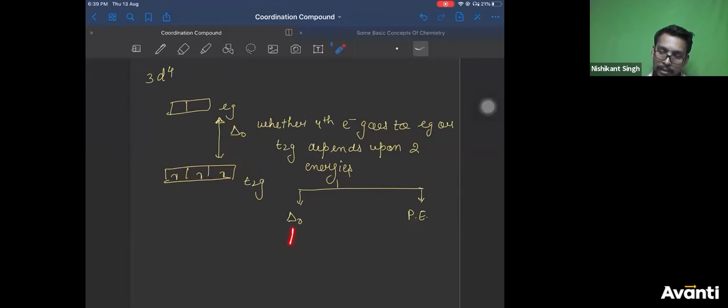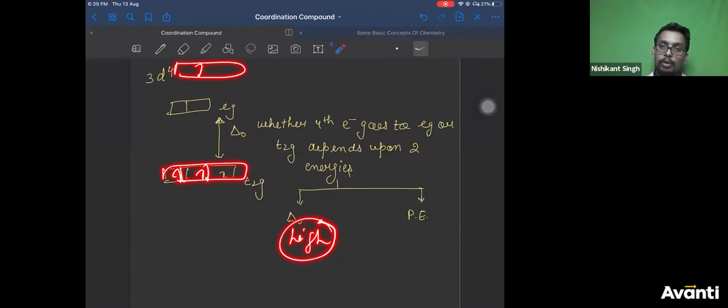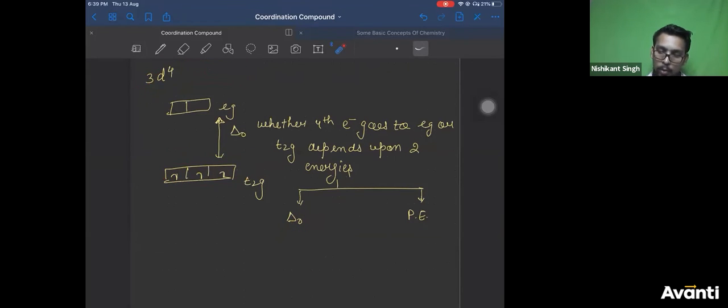If your delta O is high, it means the energy gap between T2G and EG is very high. So 1, 2, 3, and the energy gap is very high. Will the electron go up? You have to supply so much energy. No, it will not go up. It will pair down. Right? But if the delta O is low, then what will happen? T2G is here, EG is here, very close to each other. Then the fourth electron can easily jump up. Give a little energy, it will jump. Yes or no? Getting a point. So it depends mainly on delta O, right?